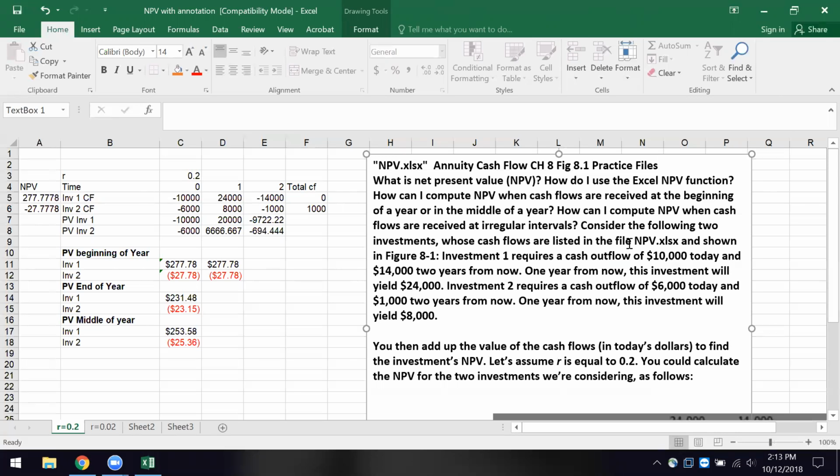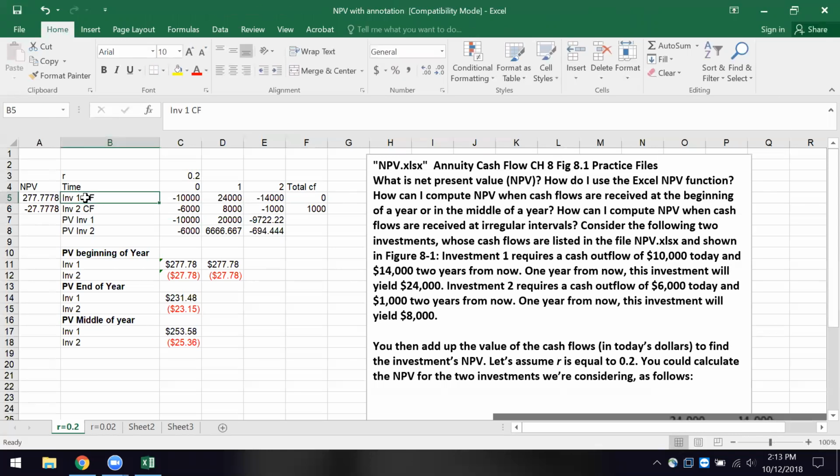Now, they give us a couple of investments, all right? And we have investment number one, and they show us the cash flows. Let's walk through this. This is investment one, okay? And at year one, and this is the interest rate, okay? That's R, or the rate of return.